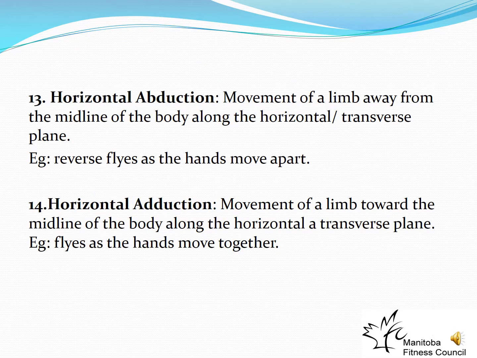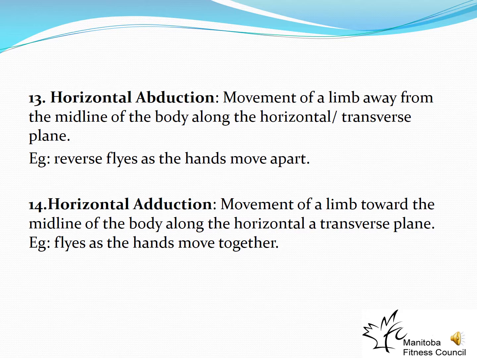Two more movements that cause a little bit of confusion. Because of the amount of movement in the shoulder joint, we are able to do horizontal abduction and horizontal adduction. So if you take your arms directly out in front of you, like zombie arms, and you pull them apart so that they go straight out to the sides, that will be horizontal abduction. You are working in the horizontal or transverse plane.